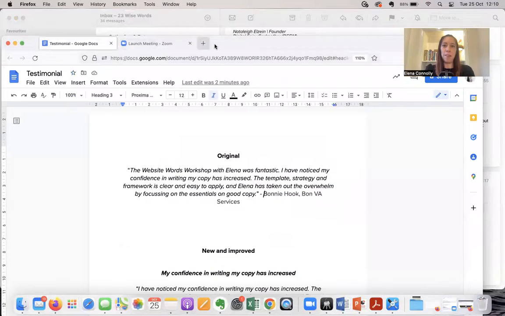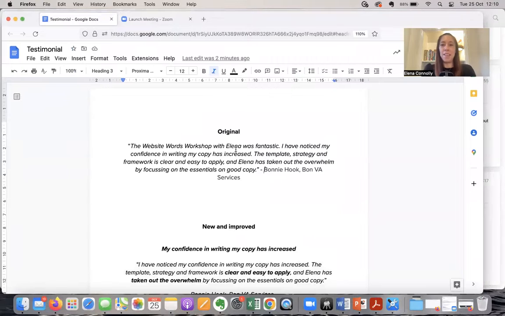So here we have a testimonial that I have created. So this was the original. It's for my website Words Workshop. The testimonial reads, the website Words Workshop with Eleanor was fantastic. I have noticed my confidence in writing my copy has increased. The template, strategy, and framework is clear and easy to apply. And Eleanor has taken out the overwhelm by focusing on the essentials of good copy. And then it's for the person it's from.